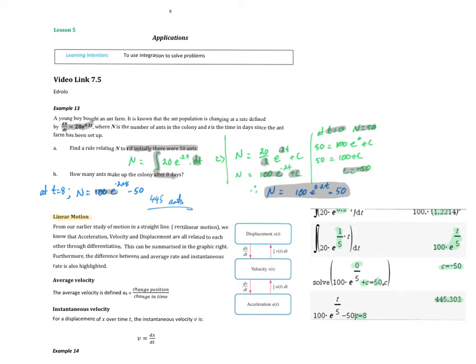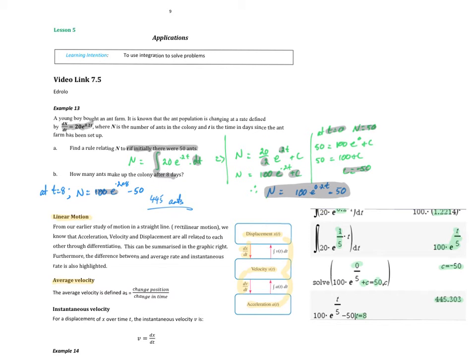Linear motion is an area that we've looked at with our differentiation of functions. What we're talking about is displacement, velocity, and acceleration. If we differentiate the displacement or position, that gives me my velocity. So velocity is the rate at which my position changes over time, dx/dt, and acceleration is the rate at which my velocity changes over time. That means if I integrate the acceleration, it takes me to my velocity, and if I integrate my velocity, it takes me to my displacement. It's really important to keep those processes clear in your mind.